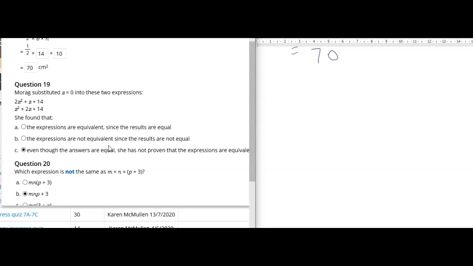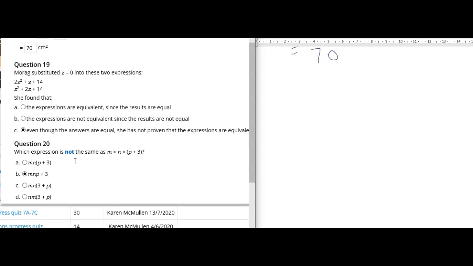Question B, the expressions are not equivalent since the results are not equal. Well, the results were equal. And even though the answers were equal, she has not proven that the expressions are equivalent. So even though she gets the same answer, that's just because z equals 0 makes them the same. But if she was to put in number 1, you would get a different answer. So your only true option is C.